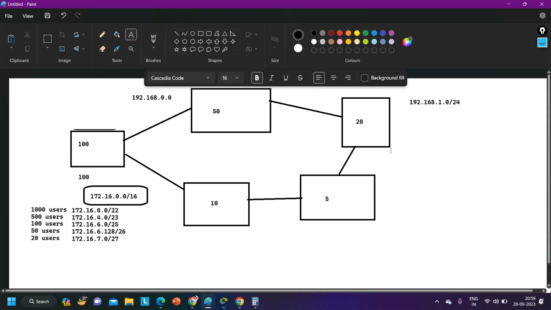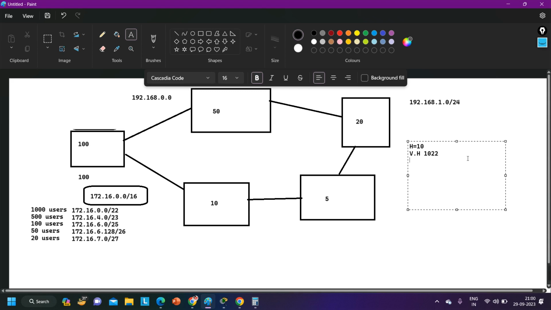Okay, so now you tell me, for department 1, if the slash value is 22, what will be the host bits? 10. And valid hosts? 1022. Yes. So for department 1, this subnet is correct, right?